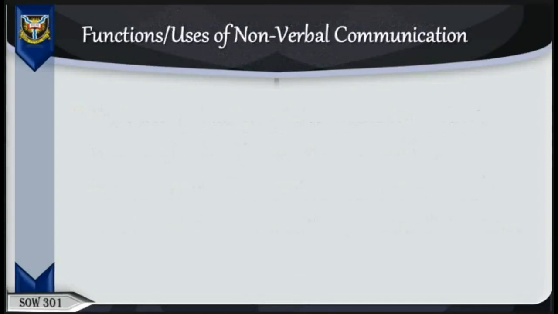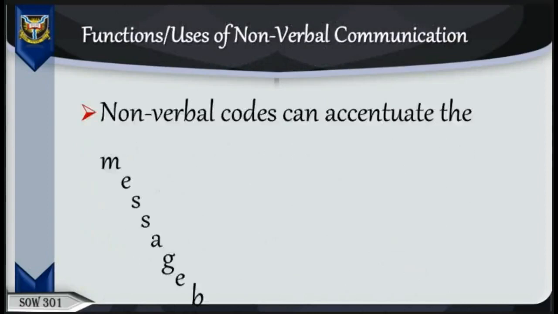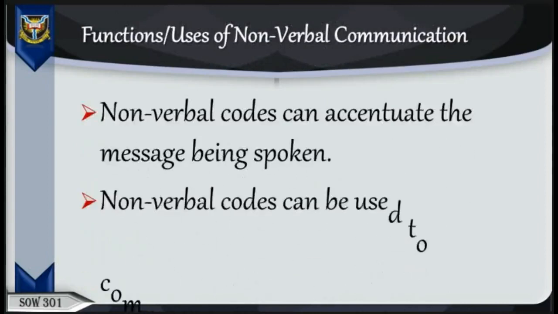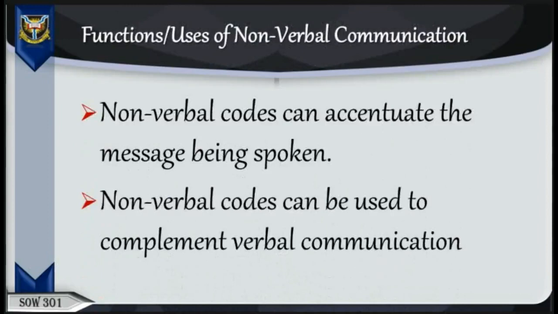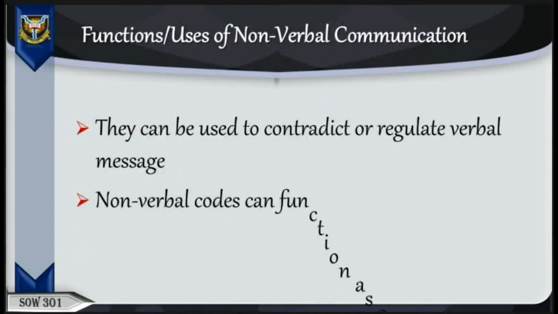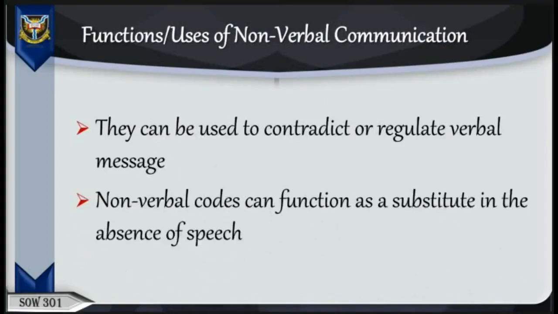4. Functions and uses of non-verbal communication. Non-verbal codes can accentuate the message being spoken. Non-verbal codes can be used to complement verbal communication. They can be used to contradict or regulate verbal message. Non-verbal codes can function as a substitute in the absence of speech.